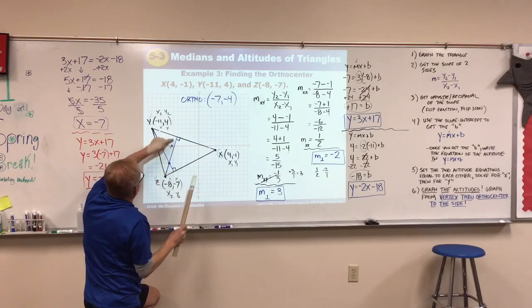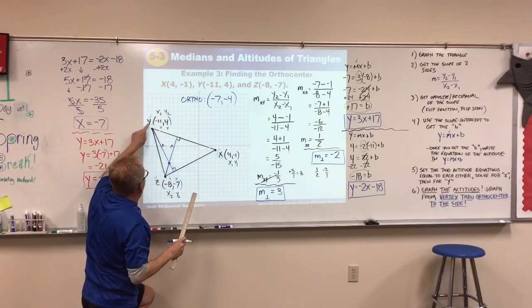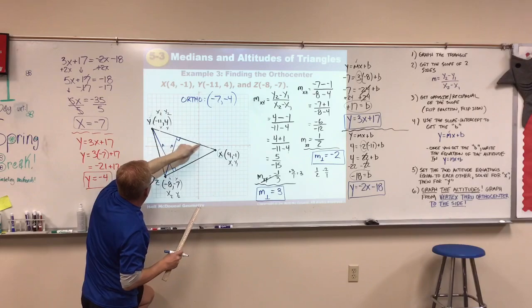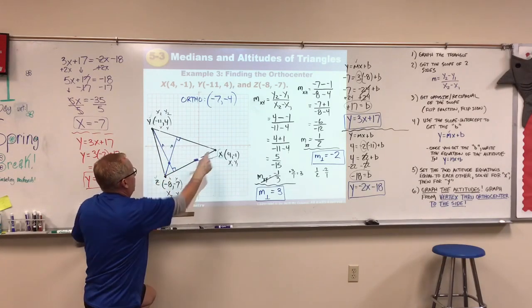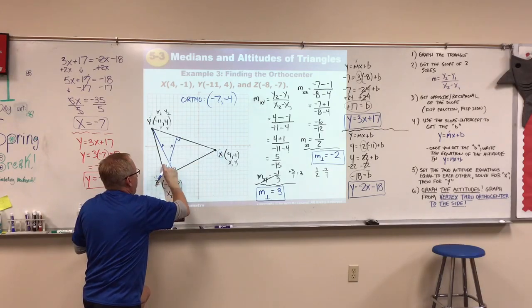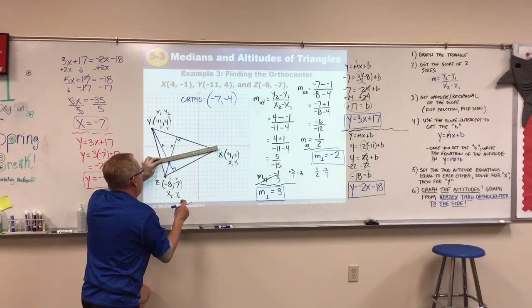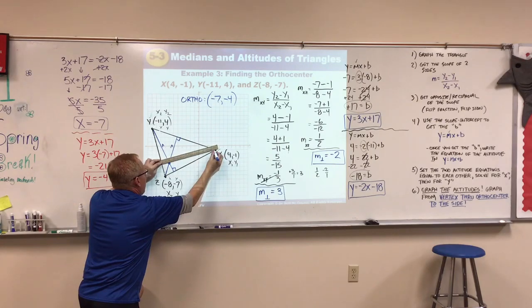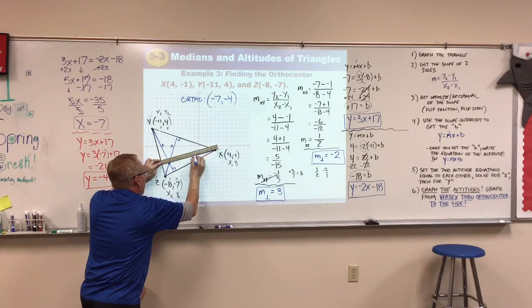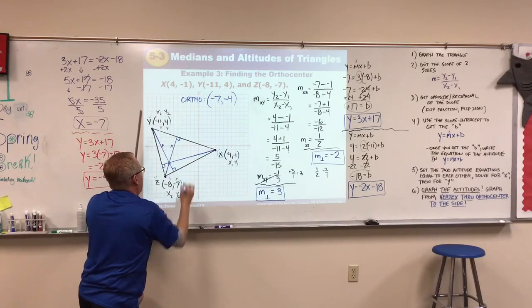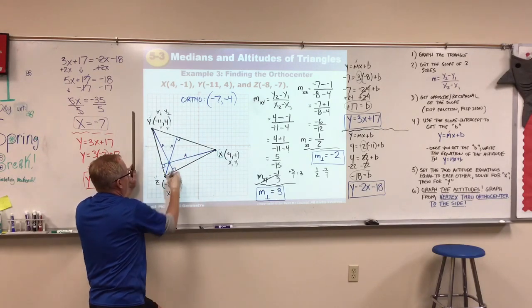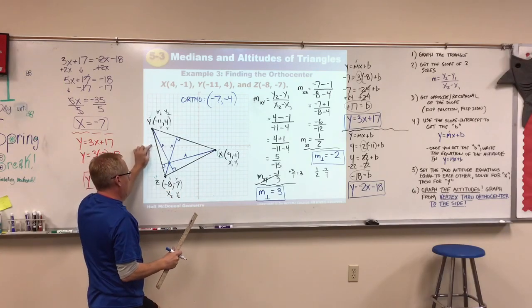This altitude is for base xy. This altitude is for base xz. The last one I've got to do is from this one through to here. So again, I'm going to go from the vertex through the orthocenter. That makes a 90 degrees there. This altitude is for base YZ.